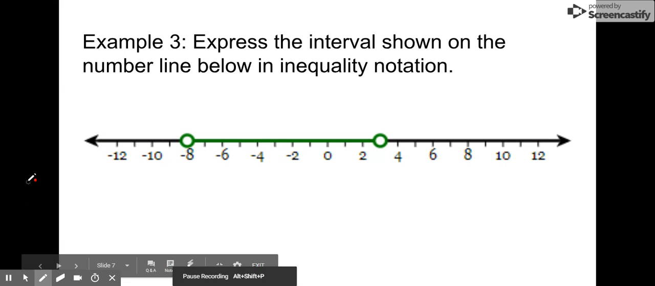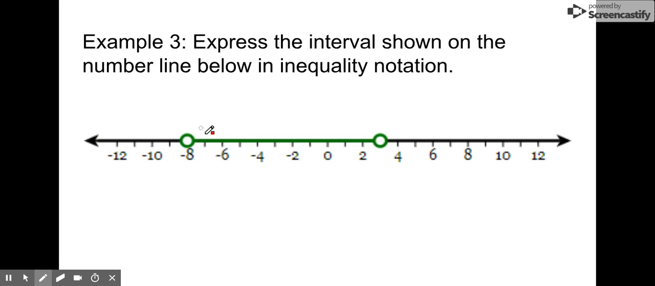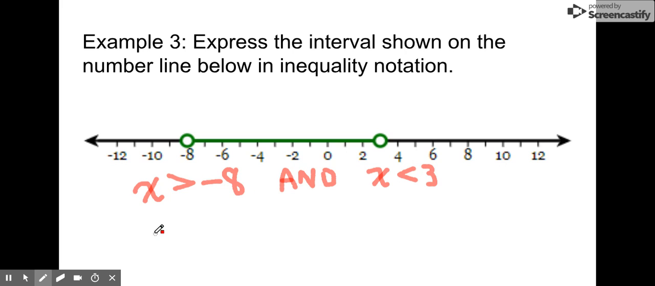So this inequality is a little bit different because now we have two open circles, but instead of going off in opposite directions, they're connected. So this is an example of an and situation. So we know that x is going to be greater than -8, and x is going to have to be less than 3. I know we're going to be using the less than and greater than symbols because we have open circles. So x is greater than -8 and x is less than 3. So it has to be both of them.